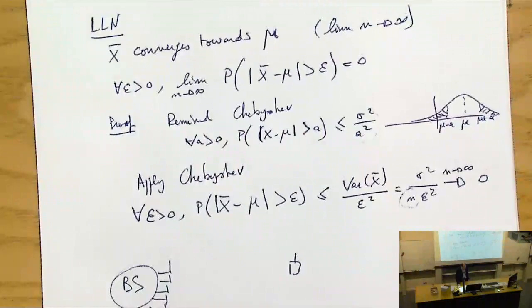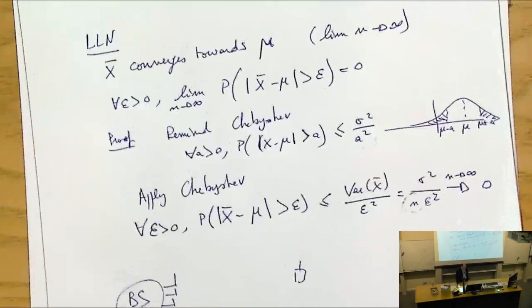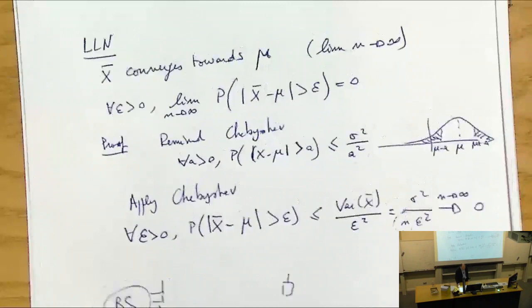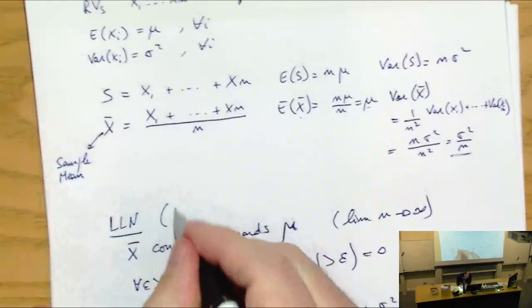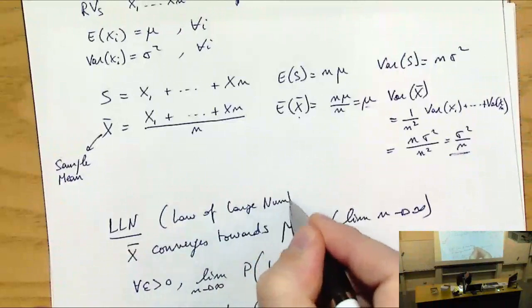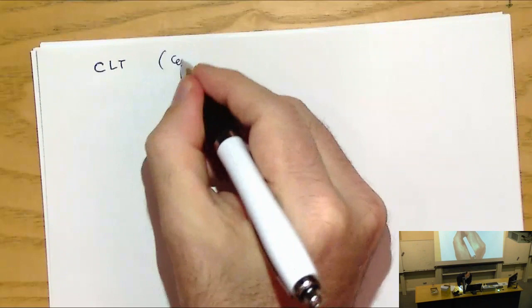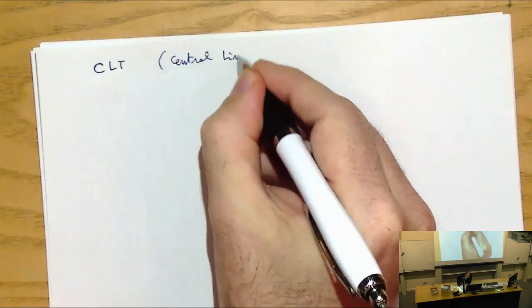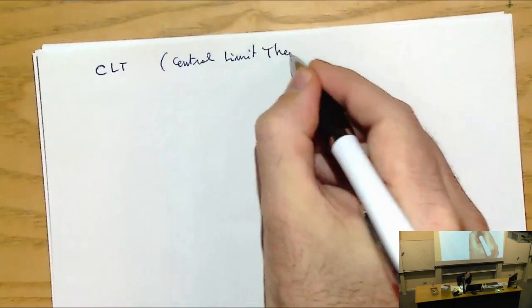Good. So this is about the law of large numbers. Another well-known theorem is CLT. So this is law of large number. And the other one is CLT, which is central limit theorem.